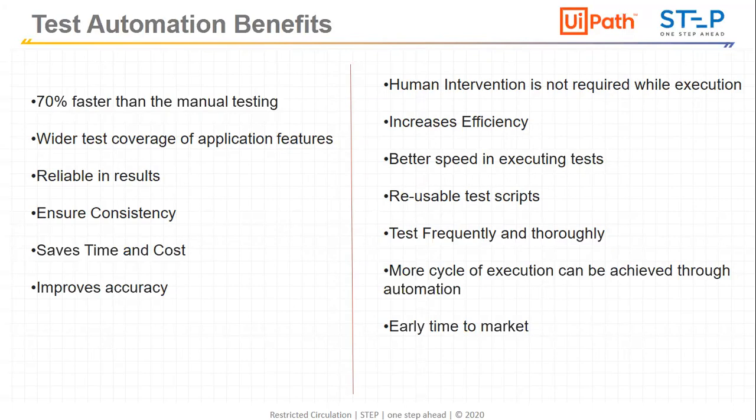The coverage can be calculated, and it is a good 99%, so we will be getting better coverage than manual testing. Then the results will be reliable, because the bot is not getting any phone calls, and the bot will not take leave. We can rely on it, the bot will not get sick, so reliable results and consistency of the results will be there. That is very important when using test automation. Then it ensures consistency and saves time and cost, which we have already seen.